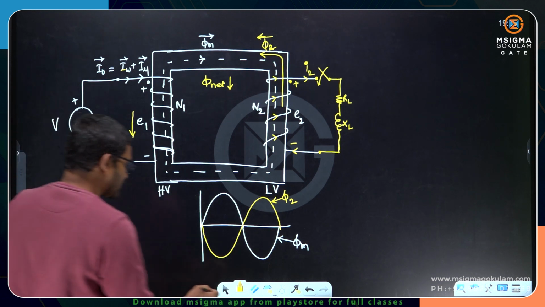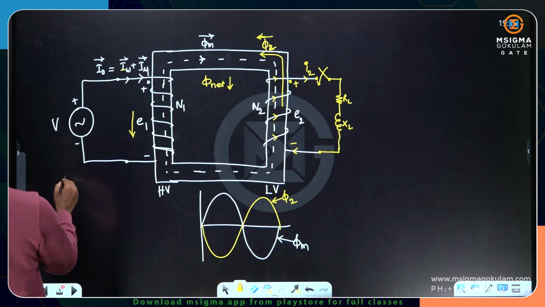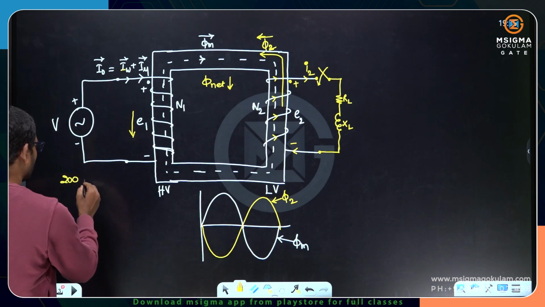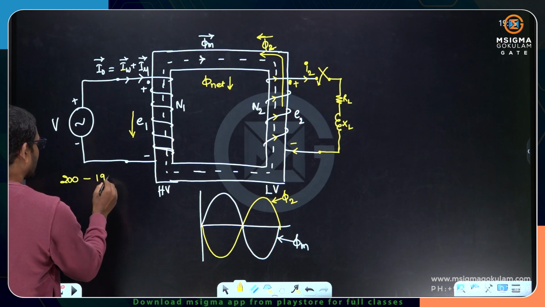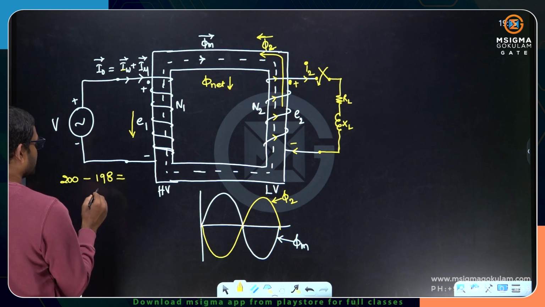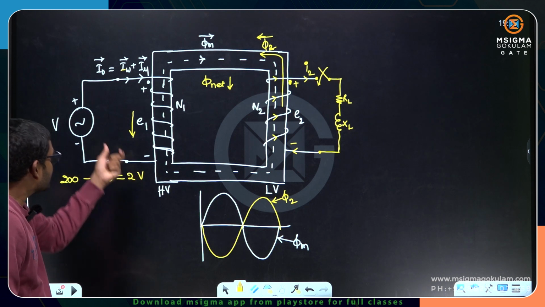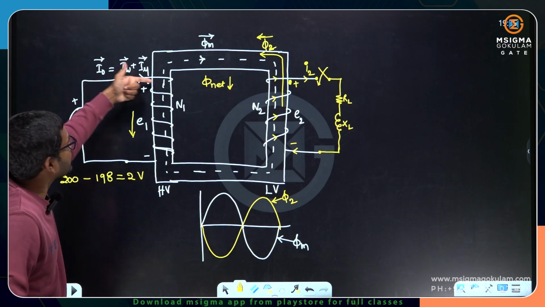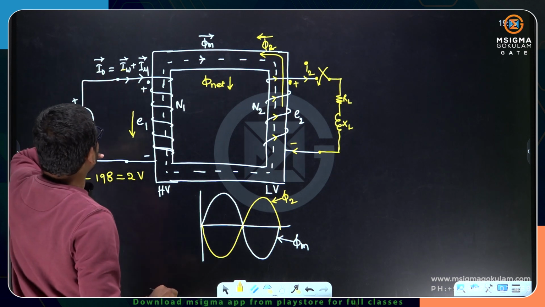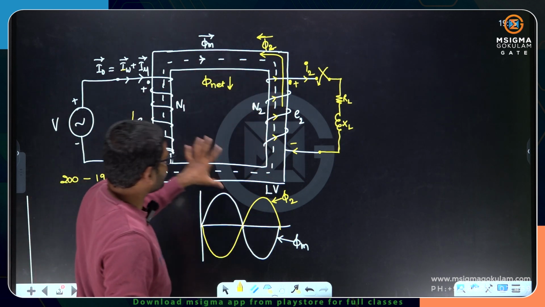Let me show you one example. If I take the initial voltage as 200 and the initial EMF as around 190, the potential difference is around, let me take it as 198, okay, the potential difference is around 2 volts. So 2 volts is the potential difference which is driving the I0 current, and that I0 current has Iw and I mu. This is what is happening.